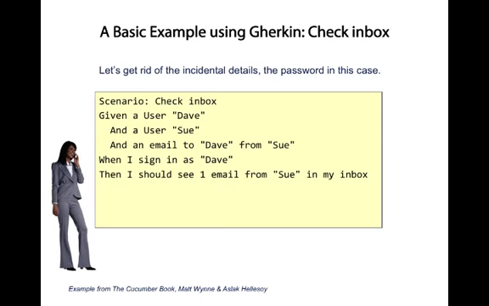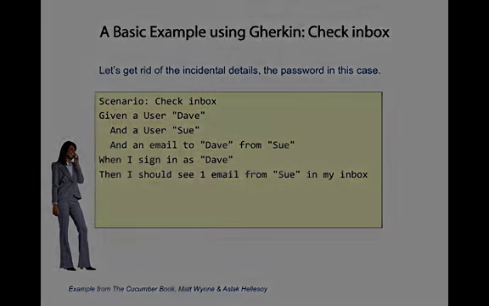Let's get rid of some of the incidental details. In this case, it's the password. And a lot of times we don't want the password open to the public anyway. So we take the password off and you look at the text now and it's actually already a little bit clearer. But there's one more thing that we can do to make this even more readable.